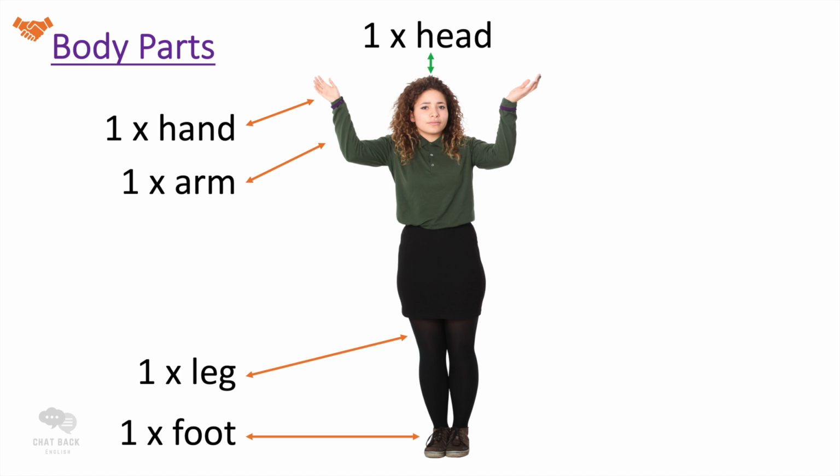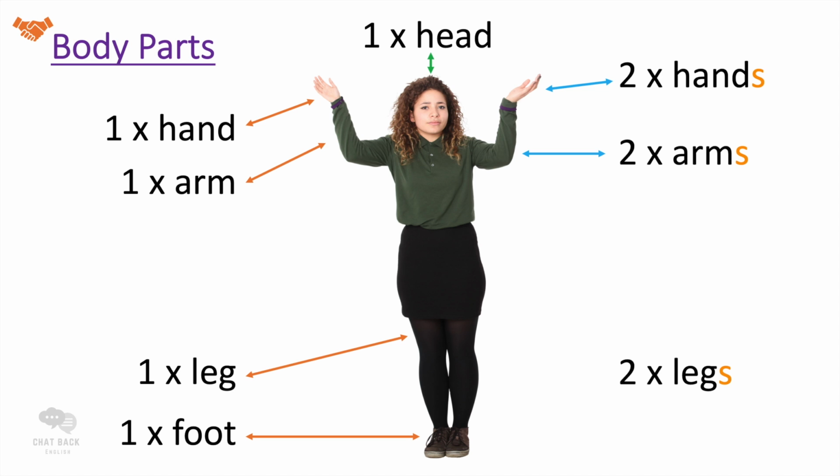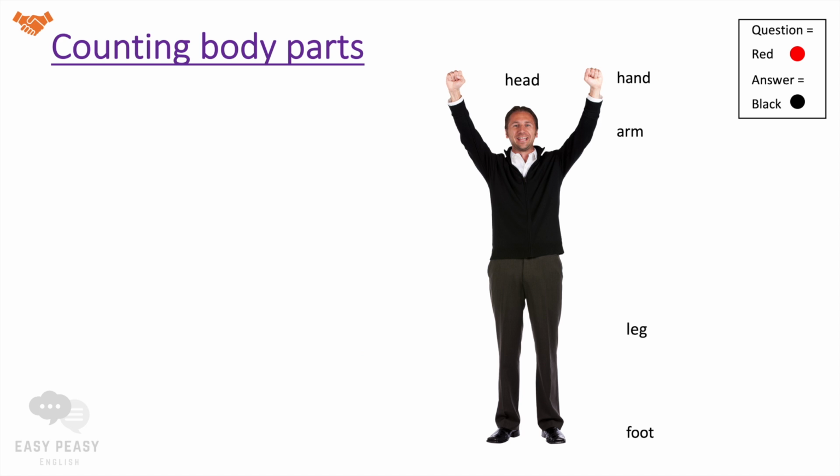And when we have two, we either have to add an S to make it plural or change, for example, foot to feet. So let's try. We only have one head, so we still say head. But we have two hands, so we can say hands. Arms. Legs. Feet. Excellent.